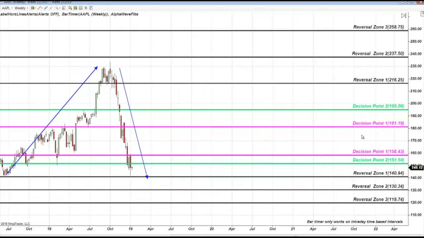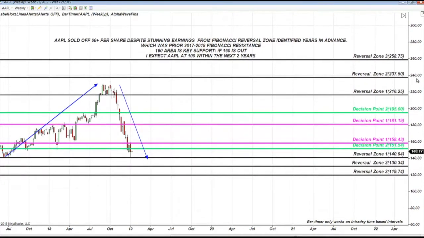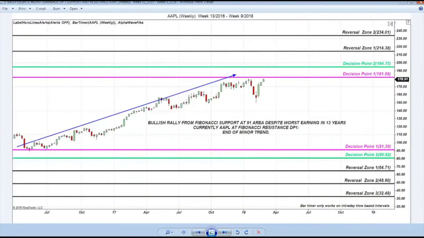In this video, I would like to go over the events that played out on Apple in the last 2 years and how this proprietary Fibonacci tool identified Apple collapse well before it happened. So, here is Apple at the start of 2018. Apple rallied from the 91 area, from key support to key resistance.